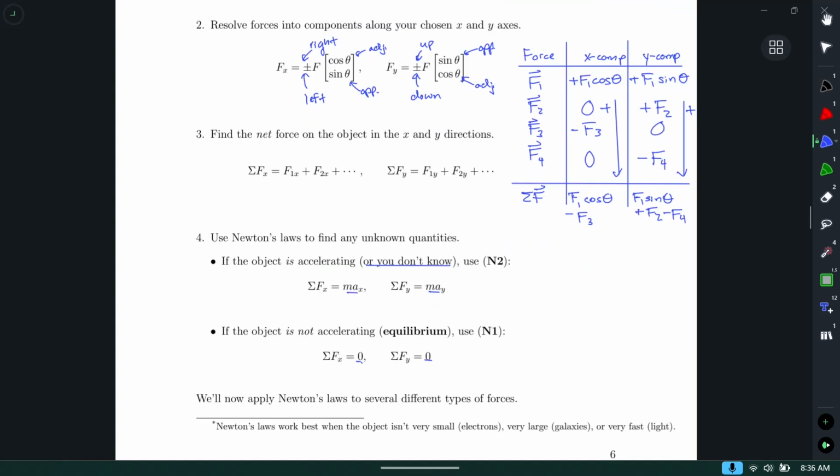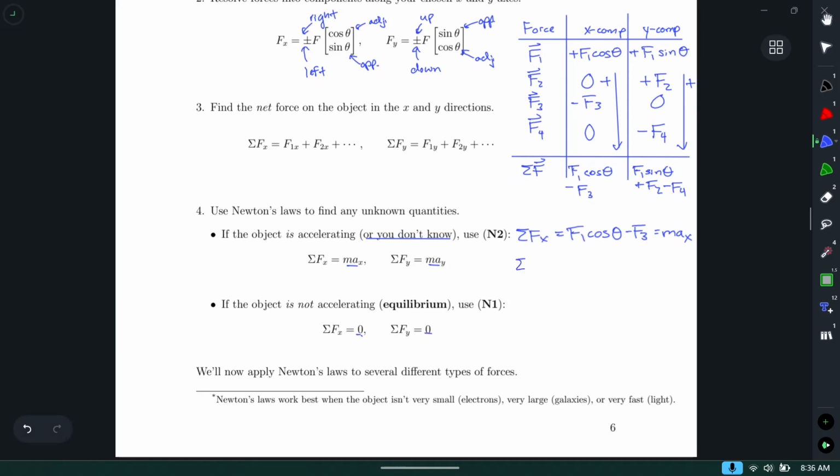So, our net force in the x direction is F1 cosine theta minus F3. That's equal to mass times x acceleration. Net force in the y is F1 sine theta plus F2 minus F4. That's mass times y acceleration. And then depending on what you're given in the problem, some of that you would know, and there would be something you don't, and you put all that together to find that unknown.